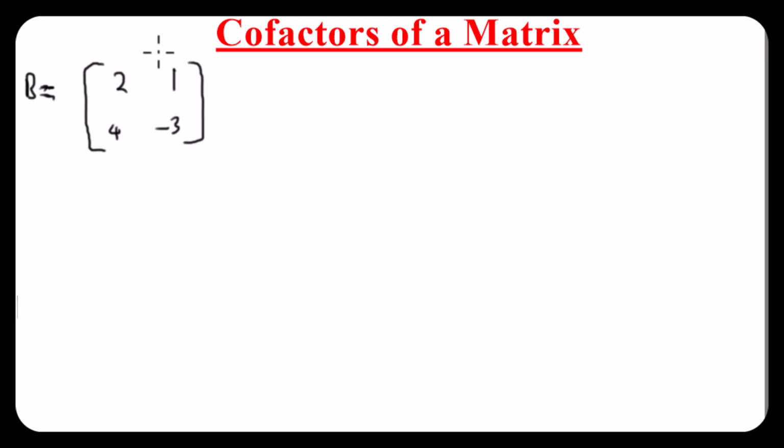So let's say we're given this matrix, and we're told that the members of this matrix are 2, 1, 4, and negative 3. So I have to find its cofactors. So what do we want to do? First of all, we want to write its place signs. So this is plus, this is negative, this is negative, this is positive. So remember, it's all about the minus.